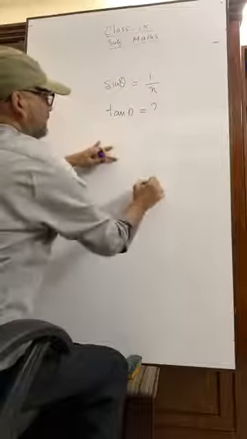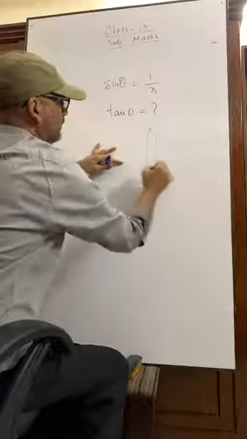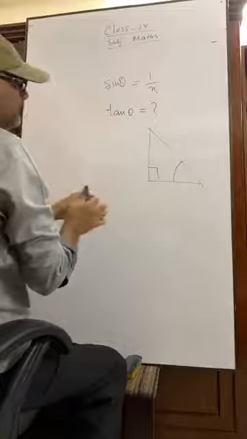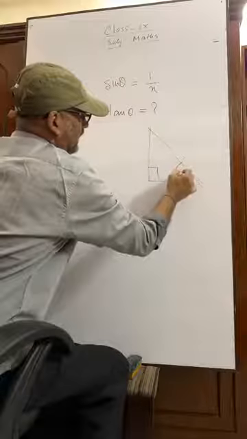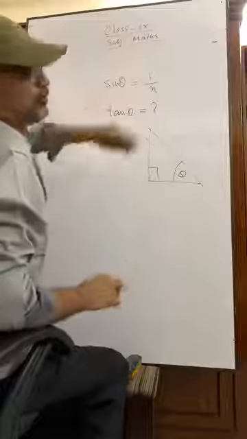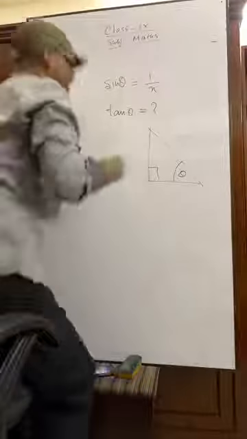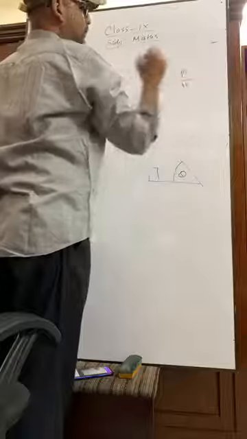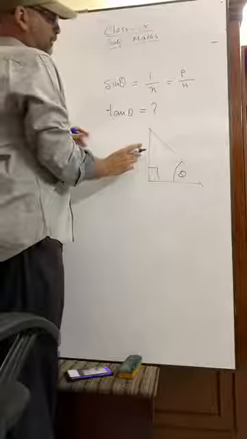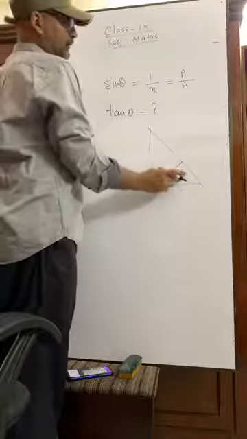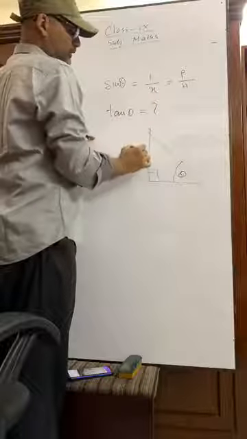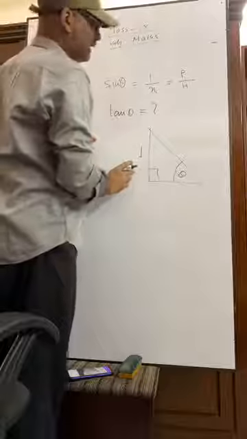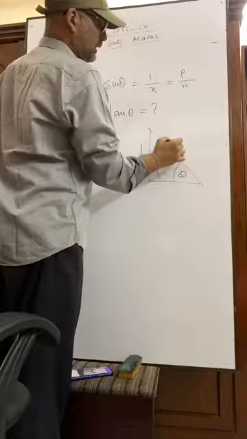This is the figure. This is theta. And you know sin theta equals to what? Sin theta equals to perpendicular by hypotenuse. So this is the perpendicular regarding this angle theta. So it is 1. Perpendicular equals to 1 and hypotenuse is equal to x.